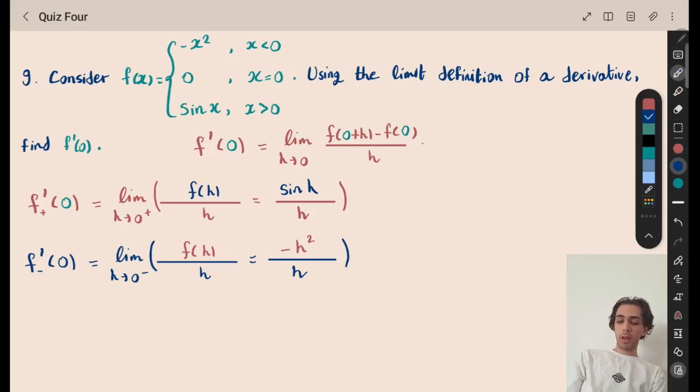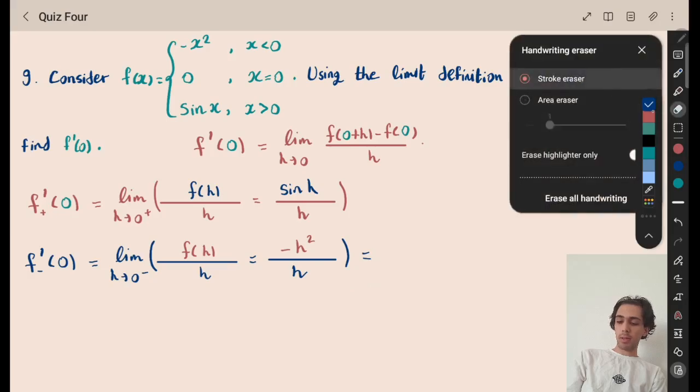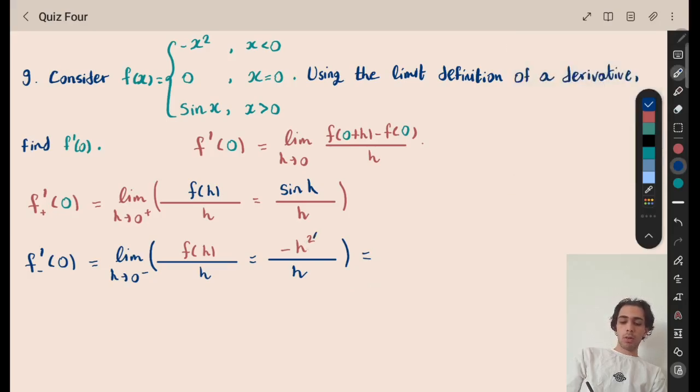Then now we can simplify and take the limit. H squared goes away with h, you have minus h, and if you plug in 0, you get 0. But sine of h over h is 1. We've done this multiple times. We've proved it using trigonometric identities and the squeeze theorem.